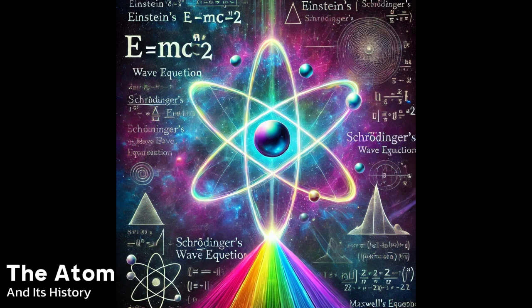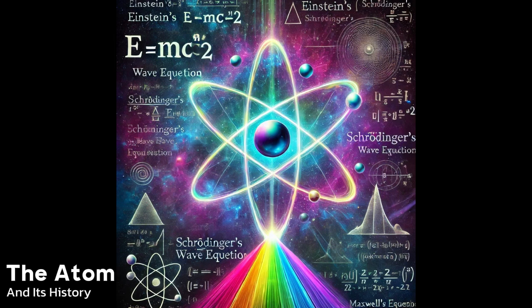Niels Bohr, 1913. Bohr model of the atom. Niels Bohr, a Danish physicist, refined Rutherford's model by introducing the idea that electrons orbit the nucleus in discrete energy levels. Bohr's model explained the spectral lines observed in hydrogen and provided the first quantum mechanical treatment of atomic structure.